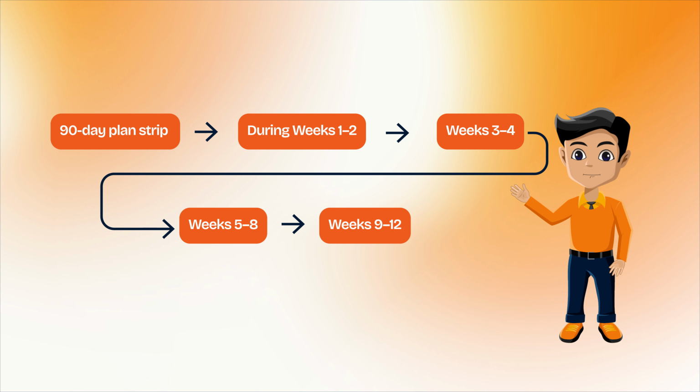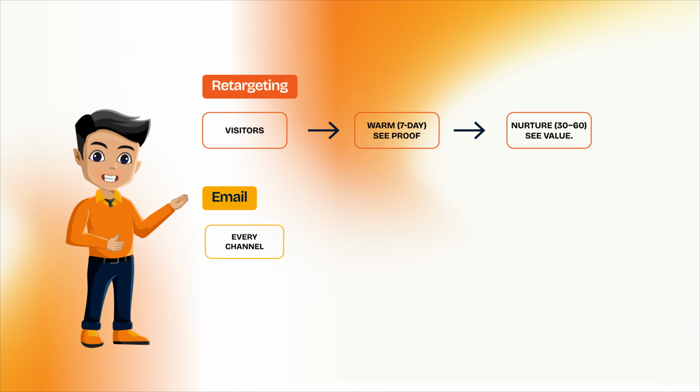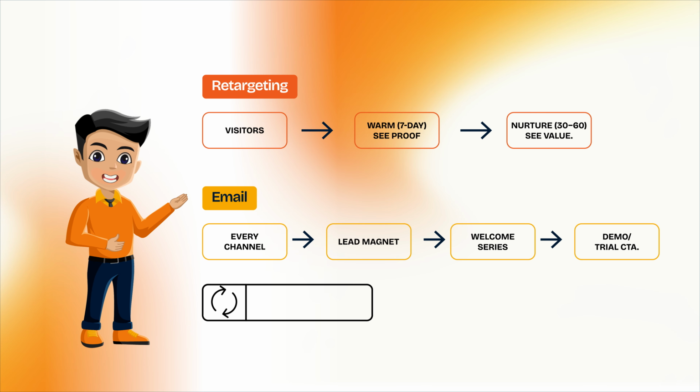Weeks 9 to 12, scale or cut. If targets are hit, raise budget 15 to 30% on the primary. If not, pivot the message first, then audience, then offer, in that order. Promote winners to evergreen. Pause the rest.